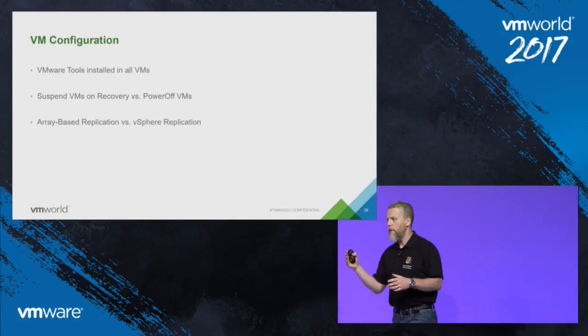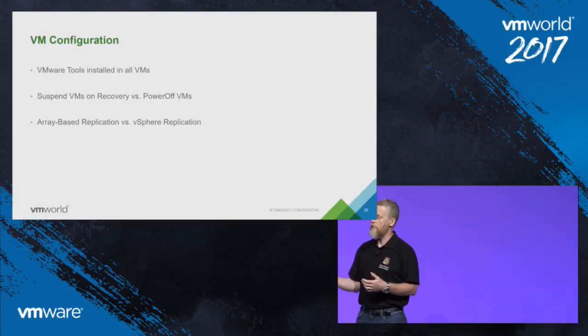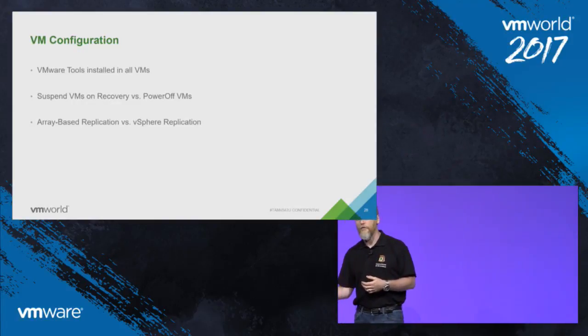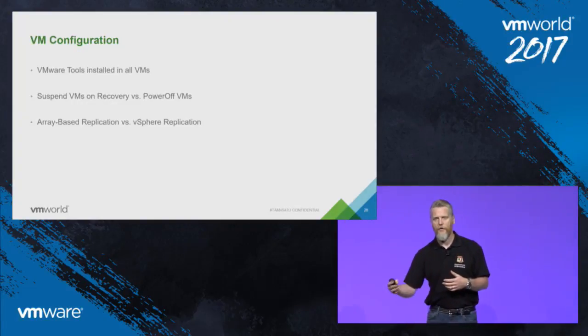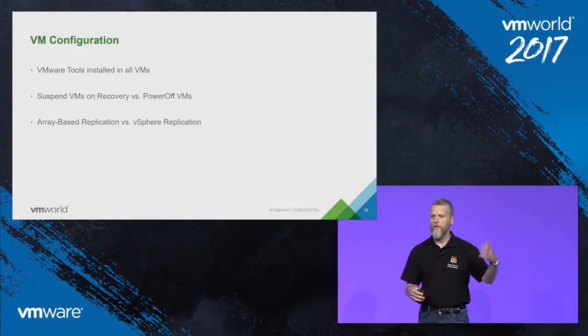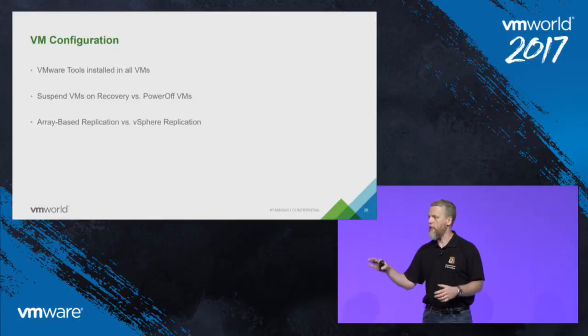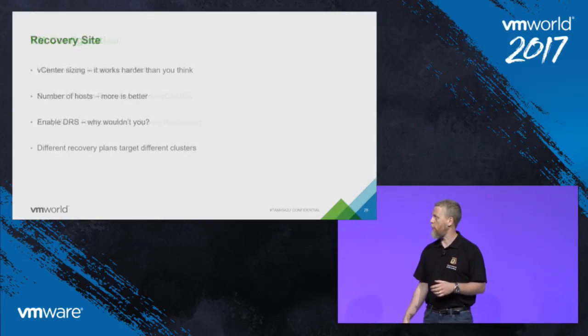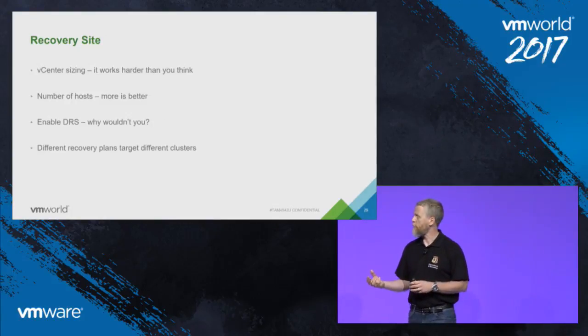Obviously, one thing that array-based replication can do that vSphere replication can't do is synchronous replication. So, if your RPO is such that it makes sense to use array-based replication, don't worry about it. That's what you need. Just something to think about, something to play around with in your environment if you want to. A couple of other things thinking about the recovery site.